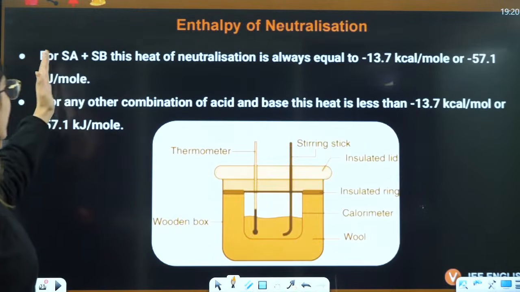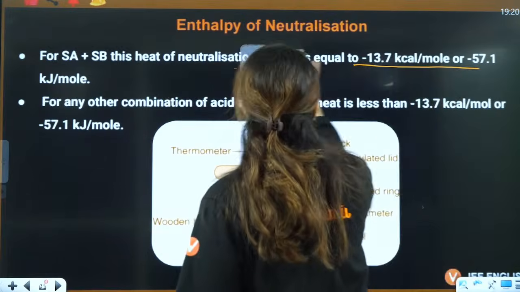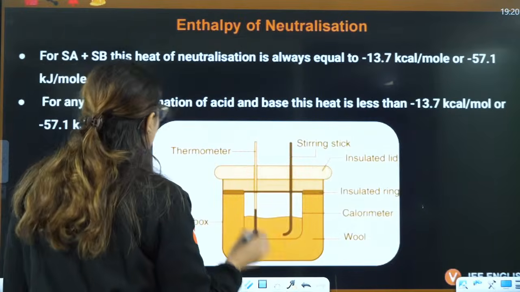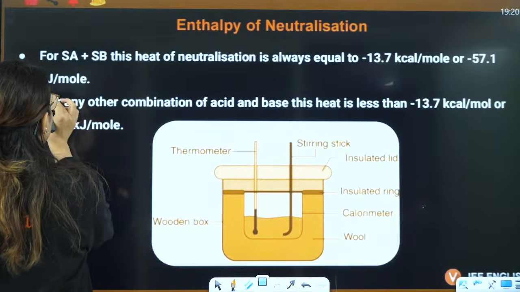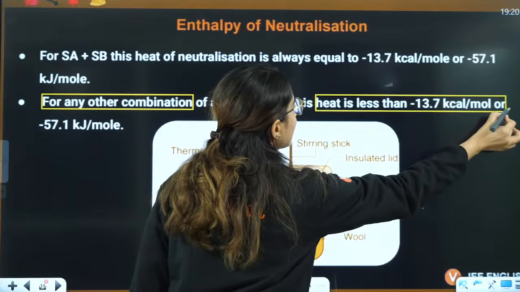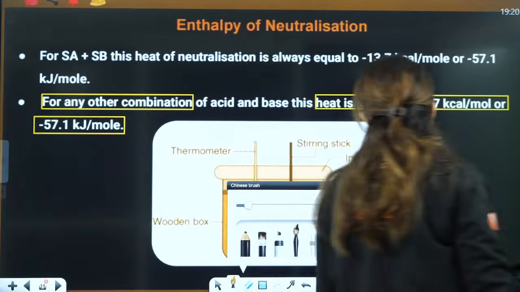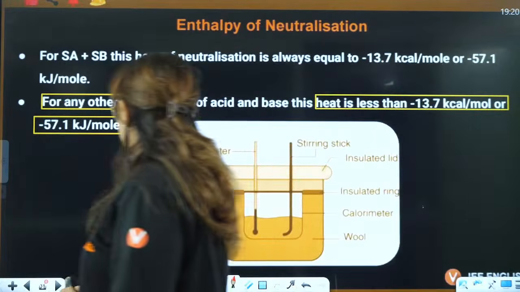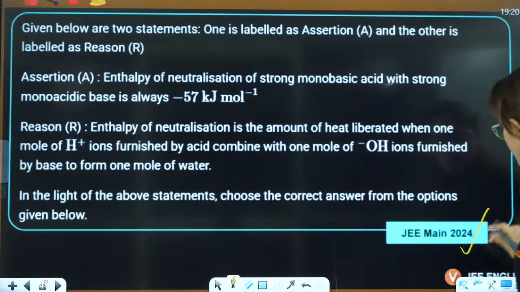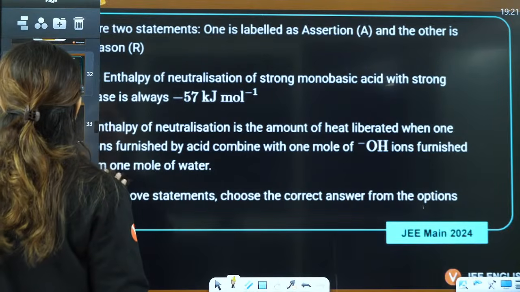Now, for a strong acid and strong base, the heat of neutralization is always equal to this value that we have discussed. For any other combination of acid and base, the heat is less than this. This is very important. For any other combination, heat is always less than what we have at standard condition for strong acid and strong base. Right? Heat will always be less than that. So let's see a question based on that. That is your 2024 question, where we are going to see what exactly happens here.